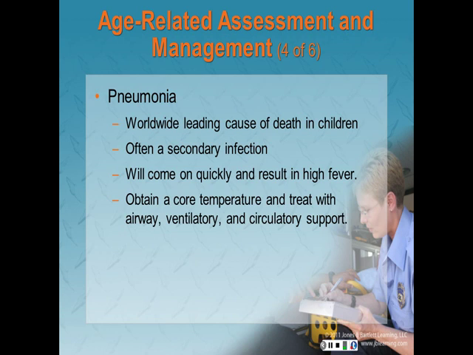Pneumonia especially affects people who are chronically and terminally ill, and the signs and symptoms of pneumonia include exertional dyspnea, productive cough, chest discomfort and pain, wheezing, headache, nausea and vomiting, musculoskeletal pain, weight loss, confusion, cyanosis and pallor, dry skin, possible fever, decreased skin turgor, and pale dry mucosa. You need to obtain a core temperature to determine the presence of fever, and treat with airway, ventilatory, and circulatory support.